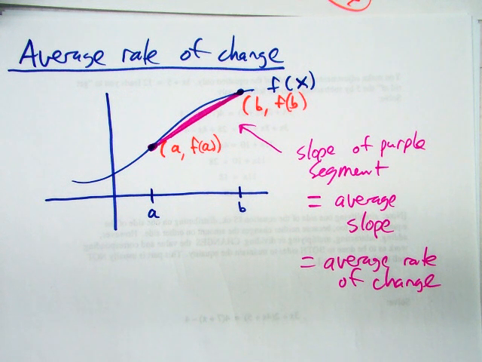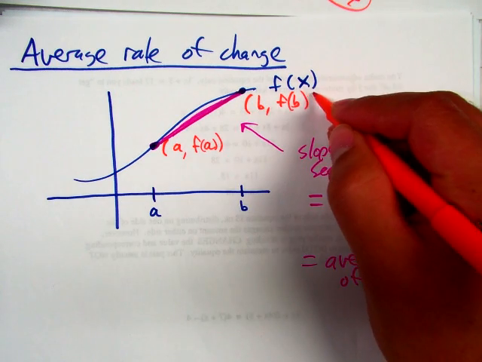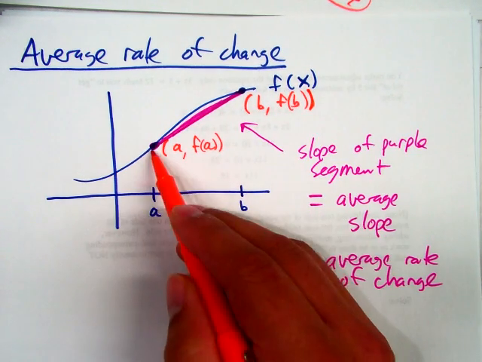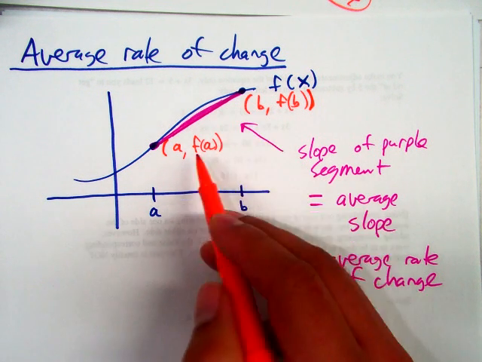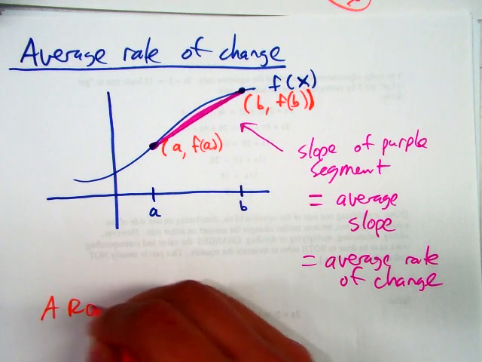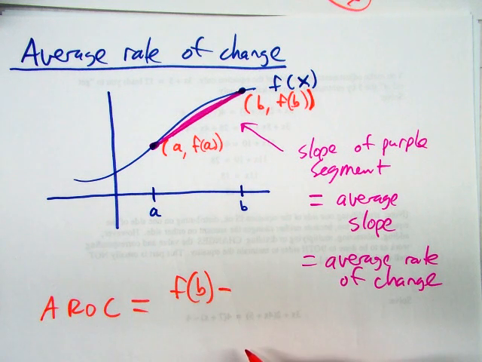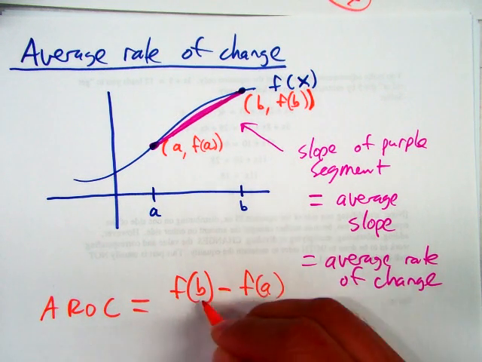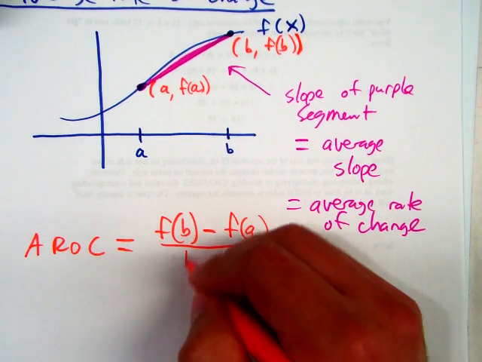You guys know how to find slope. You did it on the warm-up with numbers. If I asked you to find the slope from this point to that point, what would you do? Oh, this needs a parenthesis here. Sorry about that. How do you find the slope from one point to this point? y2 minus y1. Great. What's y2? F of b. So let's write this down. Average rate of change equals f of b minus, what's y1? F of a. Very good. And then over? x2 minus x1, which is b minus a.